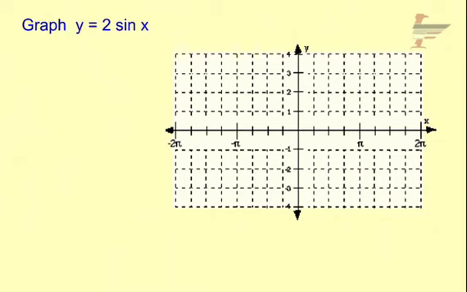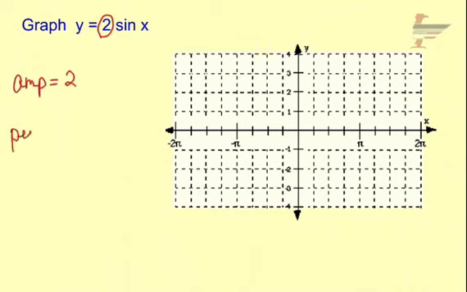To graph y equals 2 times the sine of x, there are two things we want. We want our amplitude. Amplitude is the a value, which is found in front of the sine or cosine. So our a value is 2, so our amplitude is 2.